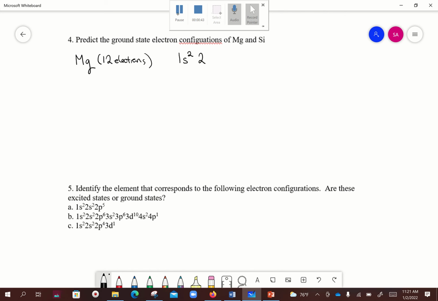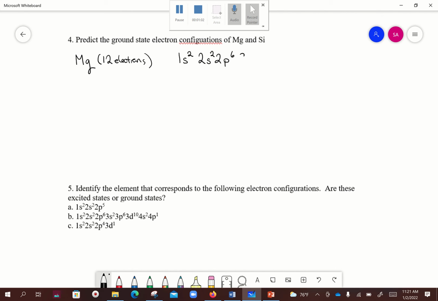Then we go to n equals 2. The n equals 2 state can have 2s and it can have 2p. So every s state can have 2, and every p state can have 6. So let's see, we're at 2 plus 2 plus 6. So now we're up to 10 electrons, and I've totally filled the n equals 2 states.